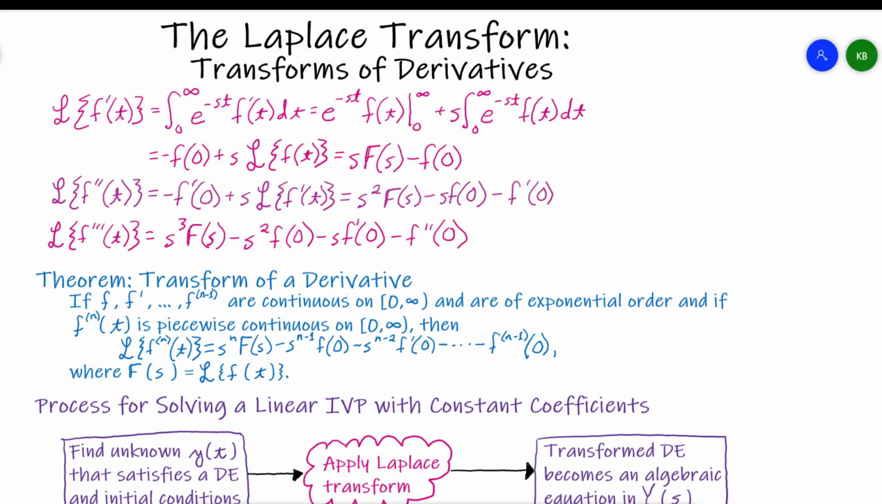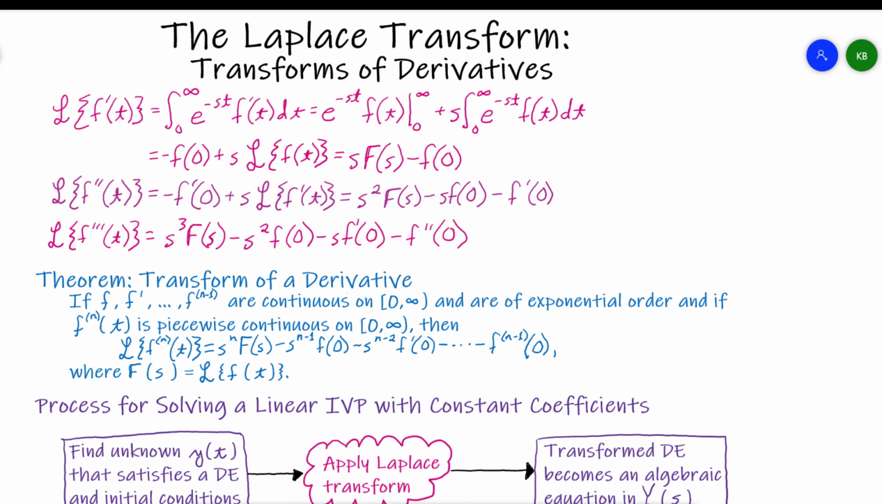And then we're taking plus s times the integral from 0 to infinity of e to the negative st f of t dt. And we go, wait a minute, that's the Laplace transform of f of t. It is. So what we really have is negative f of 0 plus s times the Laplace transform of f of t. Luckily we have some nice notation, so the Laplace transform of lowercase f of t is simply capital F of s. So what I really have is s times capital F of s minus f of 0. And that is the Laplace transform of the first derivative of lowercase f.